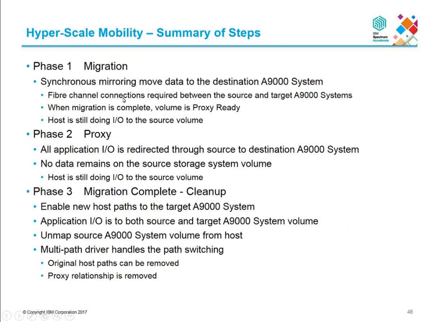So again, phase 1 migration, I'm doing synchronous mirroring to move the data from the source to the destination. Once I do that, I'm in proxy mode, and all the application I/O is being proxied by the primary box or the secondary box. I add paths at that point, and I can see it through both, but the host believes it's seeing one A9000 through just additional paths. And I can unmap that source and rescan the bus, and now I'm back to running only on one A9000.